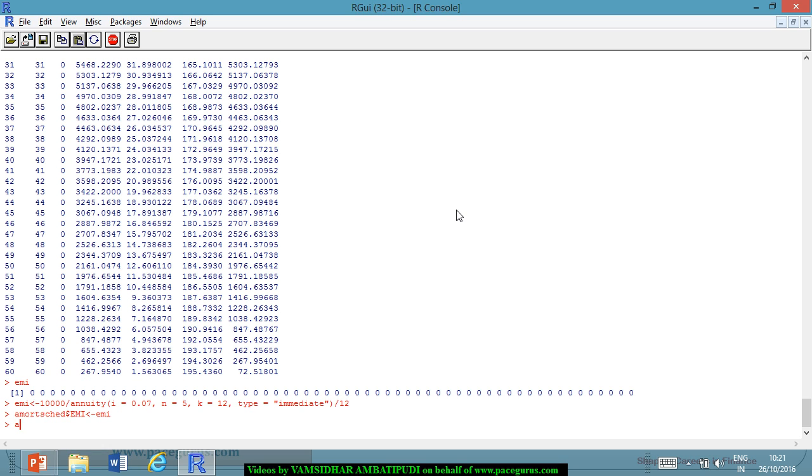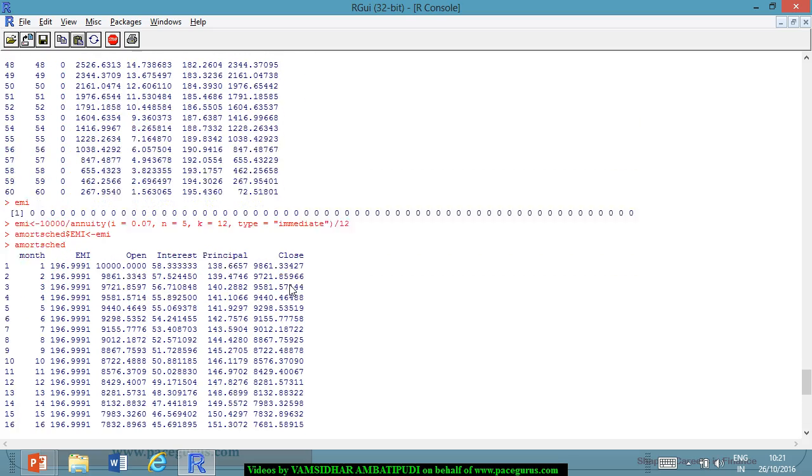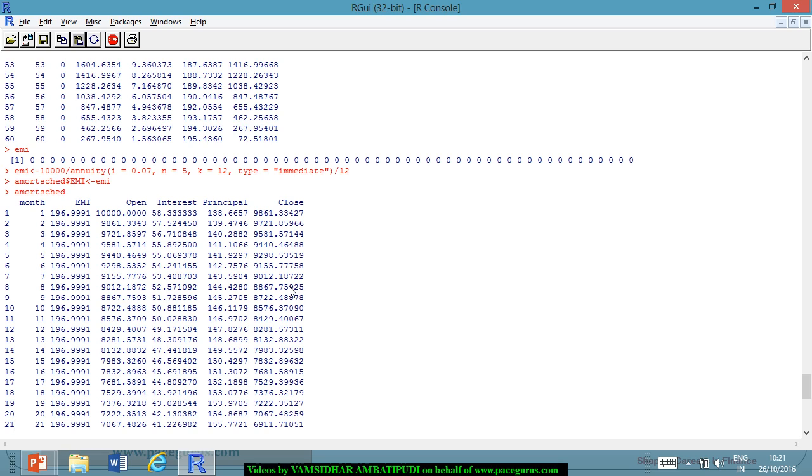Now let me see amort sketch. Yeah. So this looks much better. Right, the principal at the end of 6 years is going to be at the end of 60 months. So this is the principal contribution each of the periods. So this is the first month. From the second month, this is the opening balance, this is the interest portion of it, this is the principal portion, and the closing balance is coming out as 9861 minus 3139.